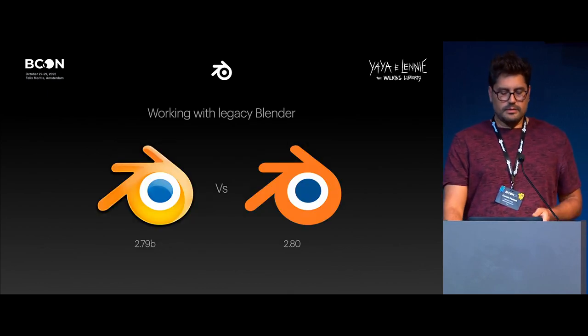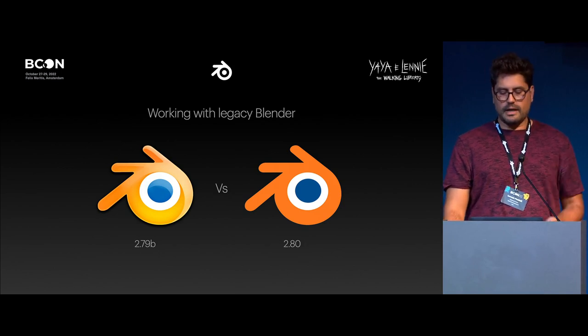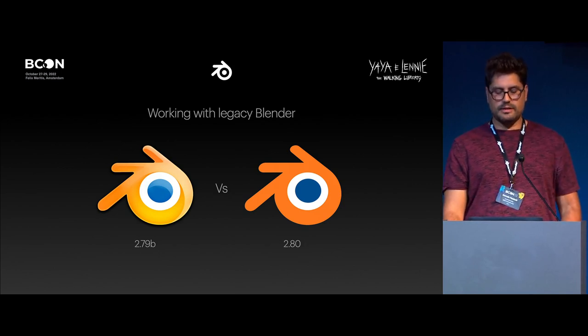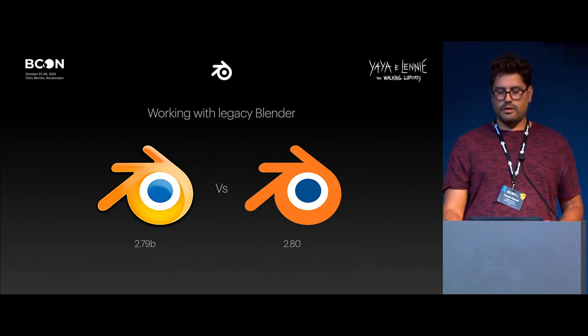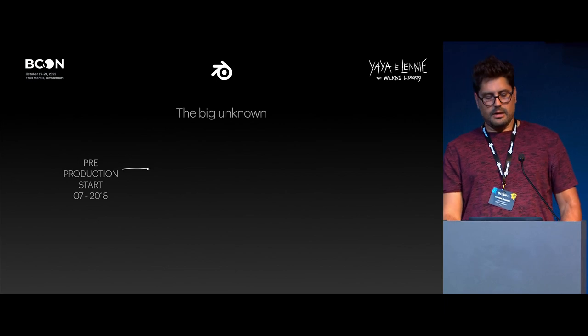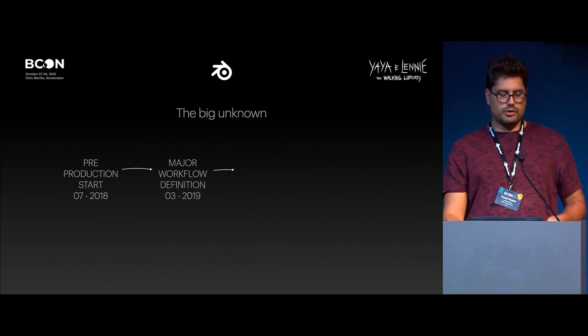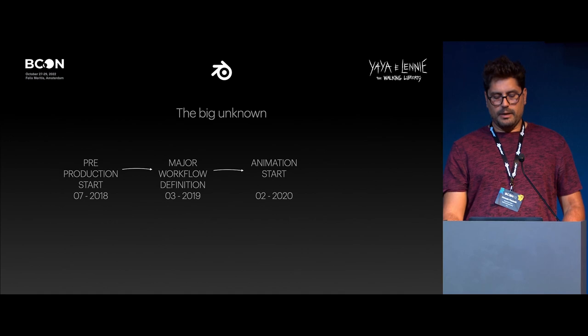So I have to talk right now about this. What happened? Why did we use 2.79b while there was 2.80? To explain this, I have to give you some time of reference. We started pre-production in July 2018. We had our major workflow definition.